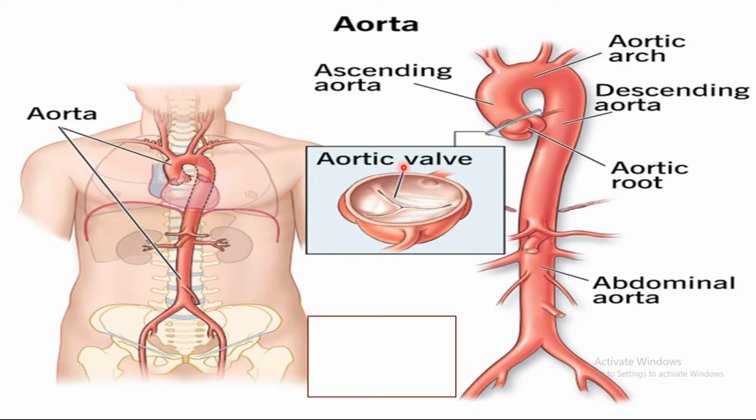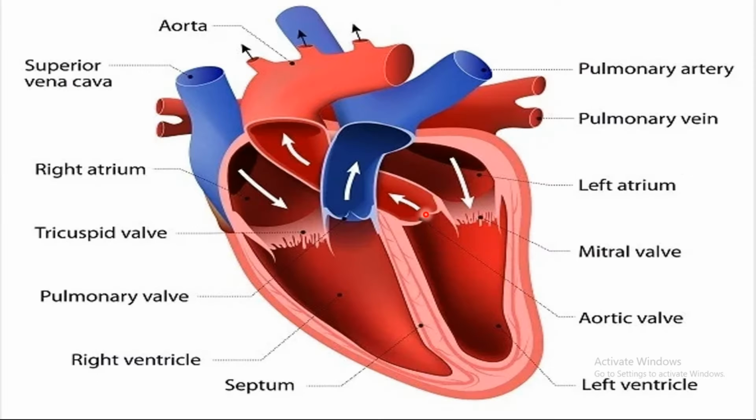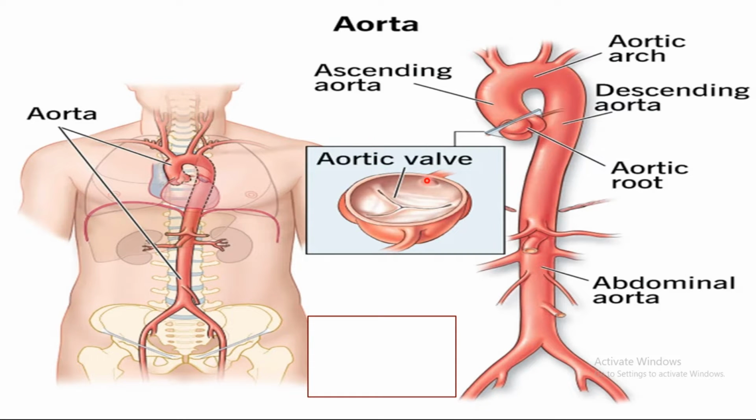So this is the aortic orifice that is seen in the base of the left ventricle. Here is where you can locate the aortic orifice. This is the aortic valve, and these are semilunar cusps. Three semilunar cusps combine to make an aortic valve.